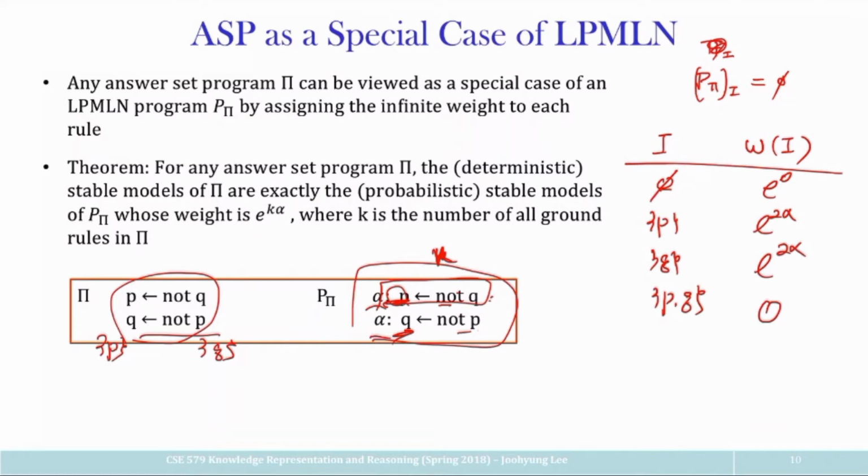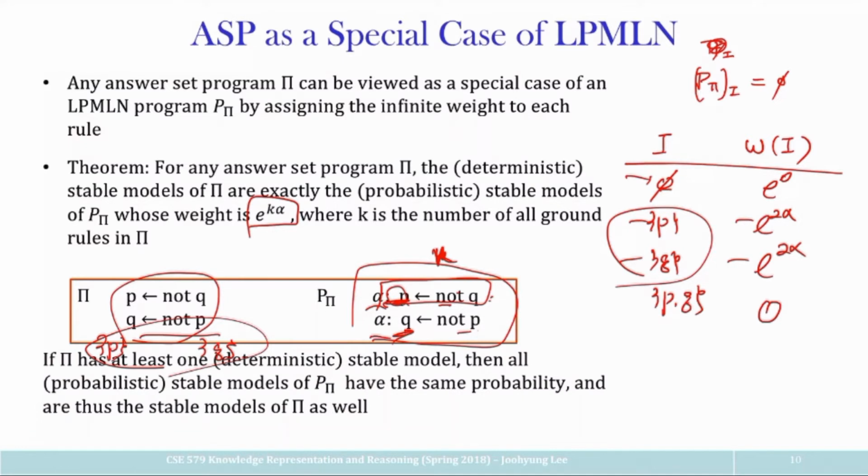So, as you see, what the theorem says is when you do this translation, not all the progressive stable models correspond to the original stable models, right? So these two correspond to the original stable models from the original program, but this is actually an additional thing which doesn't correspond to a stable model in the original program. Okay, so that's why this is actually important. The weight should be e to the power of k alpha, where k is the number of all rules. In other words, you have to use all rules in the original program. Okay, are we together? Good.